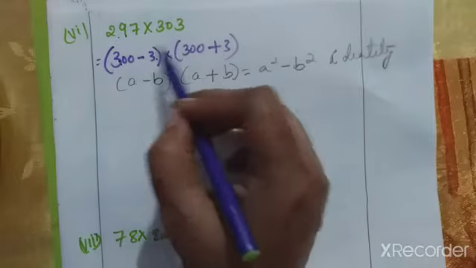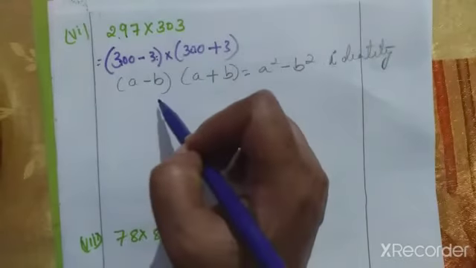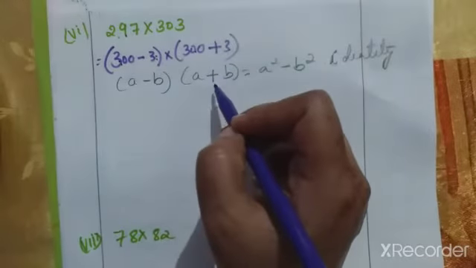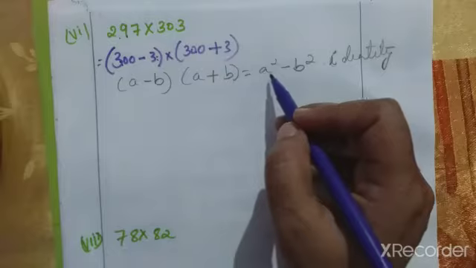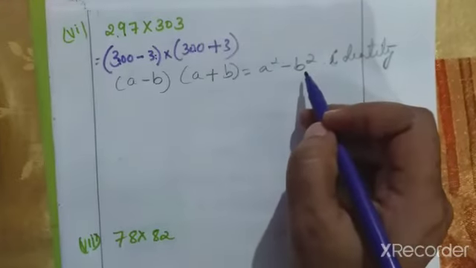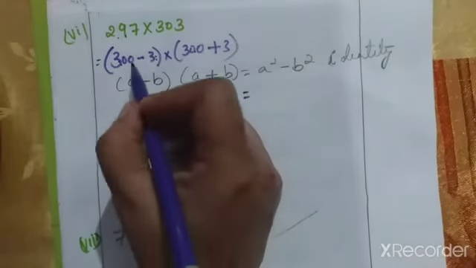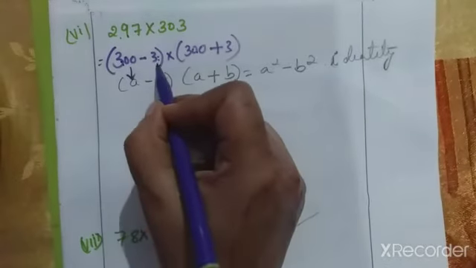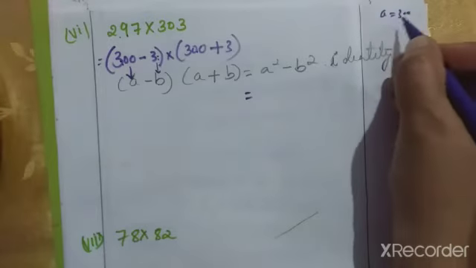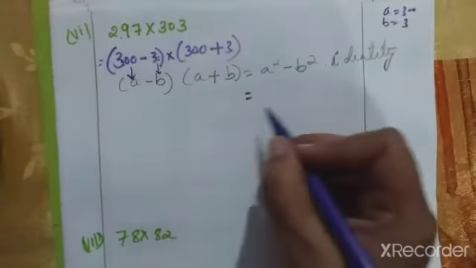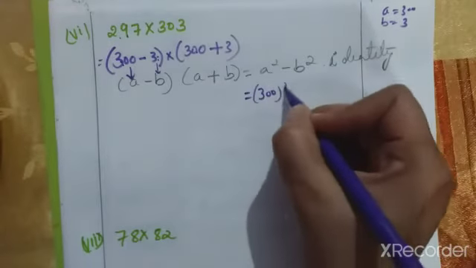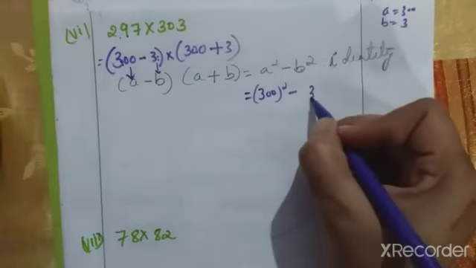A values and B values are the same. Then it looks like A minus B into A plus B. A minus B into A plus B equals A square minus B square, or A plus B into A minus B equals A square minus B square. Now we have to use this identity here. A value is 300, B value is 3. So A square means 300 square minus B square means 3 square.